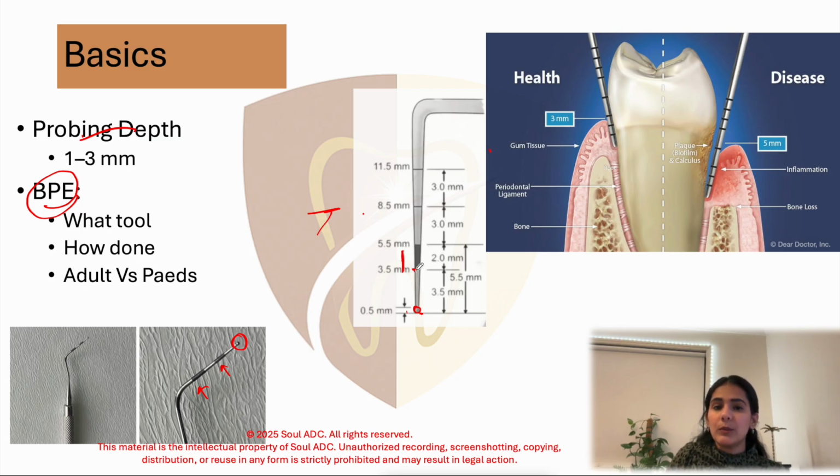So from 3.5 to 5.5. Then this will also be colored. This will also be blackish. So 8.5 to 11.5. That's how your WHO probe looks like.